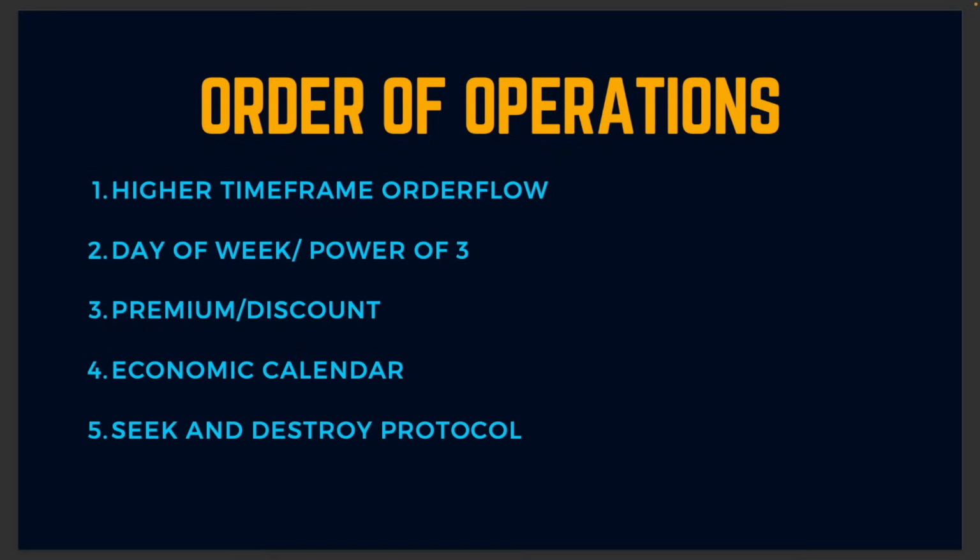After that, we want to understand what day of the week it is and power of three, and we'll get into that when we get to that slide. Where we are in the range, or in other words, premium and discount. The economic calendar for the week. So we want to look at red folder news, when that red folder news is occurring, and how we can use that to aid in our daily bias and expectation of price delivery.